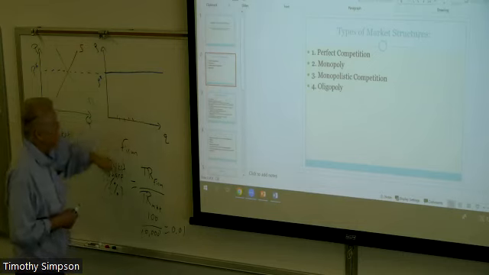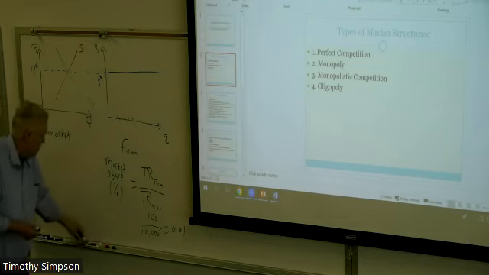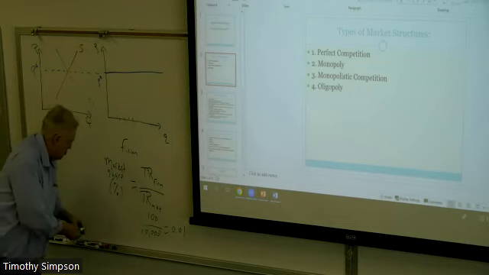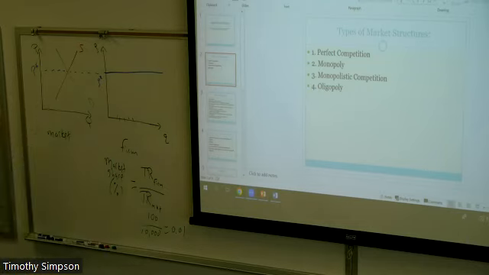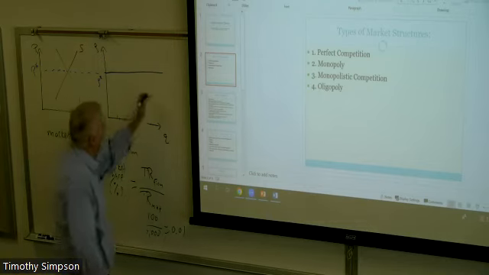The price is independent of the quantity. It doesn't make any difference how much the firm produces. It's going to take the price as given. And so furthermore, this is really the demand curve, right?